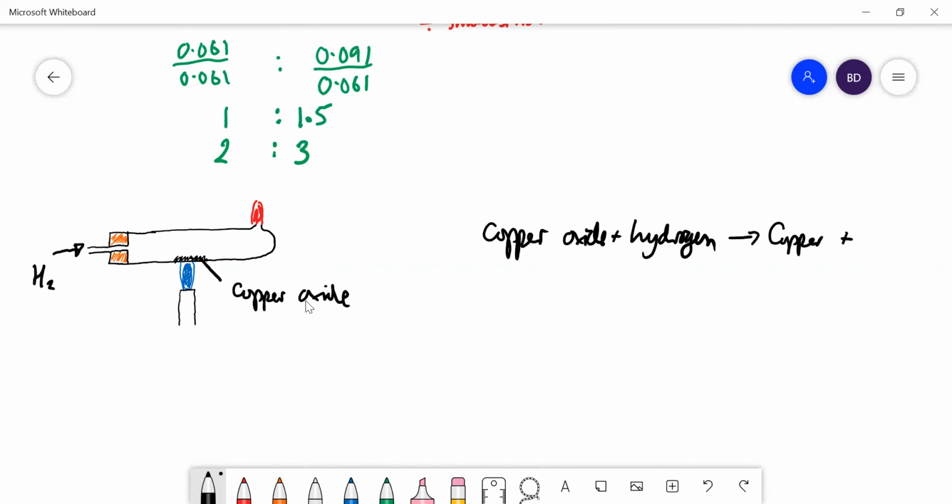Okay, and you're going to form copper metal and water. Now, we're trying to find out the equation here because there are actually two versions of copper oxide. Copper is a transition metal, a bit like iron. It forms two different ions, two different valencies, if you like. So there's two kinds of copper oxide: copper 1 oxide, which has got that formula, and copper 2 oxide, which has got that formula.